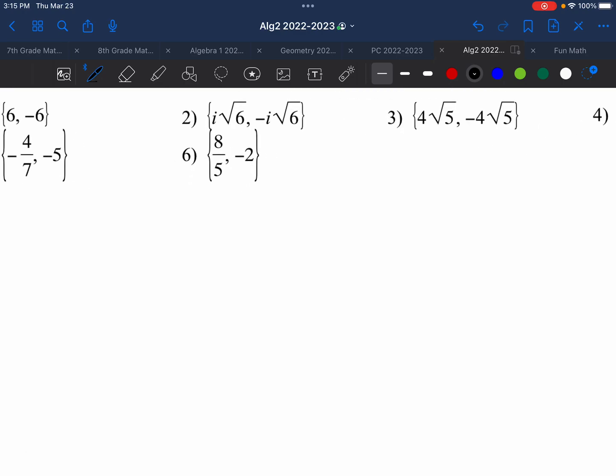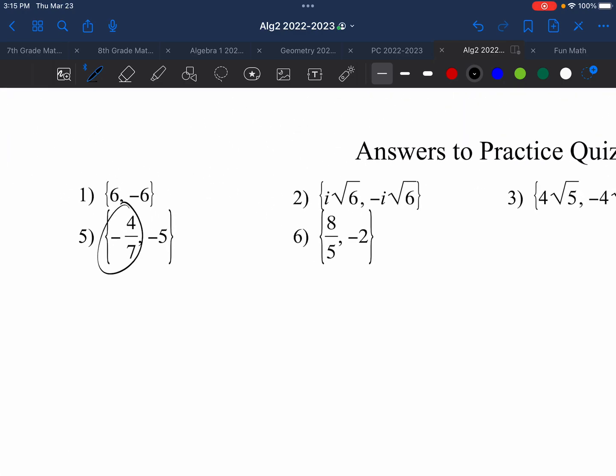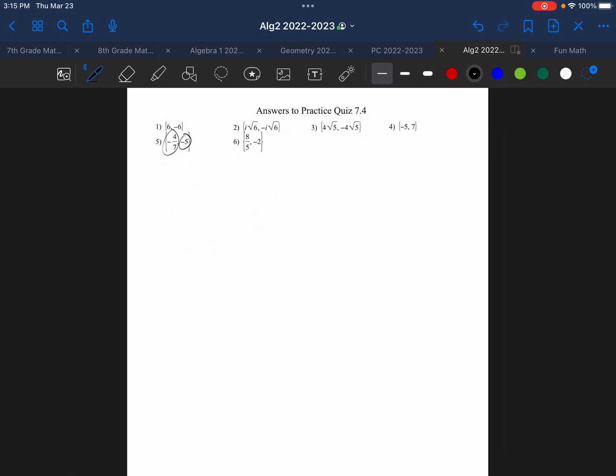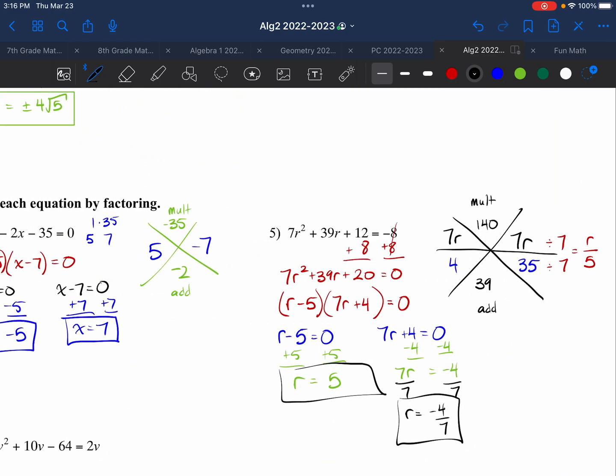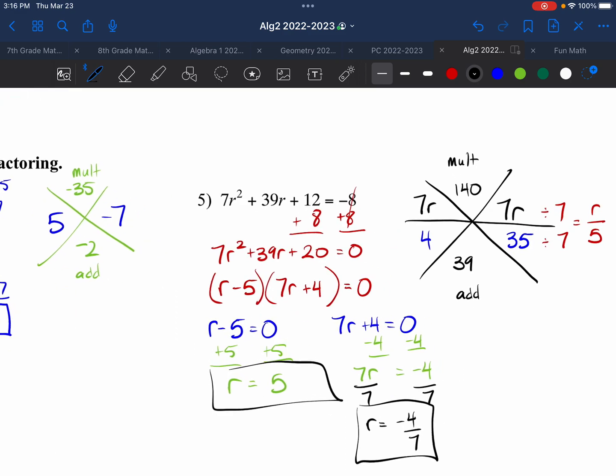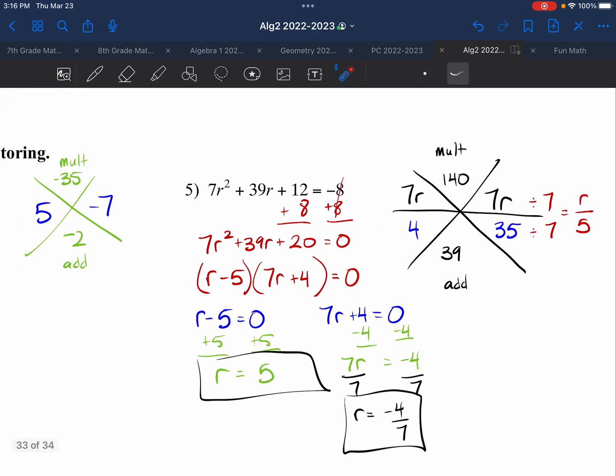Ooh, I've messed up. Look at that. I got the negative 4 sevenths, but I didn't get a positive 5. I got a negative 5. So what did I mess up on? Check. Oh my goodness. Do you see that? That's pretty embarrassing. This was the mistake.